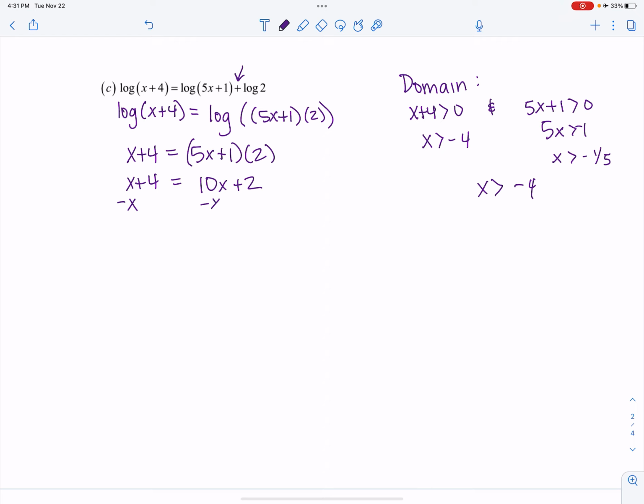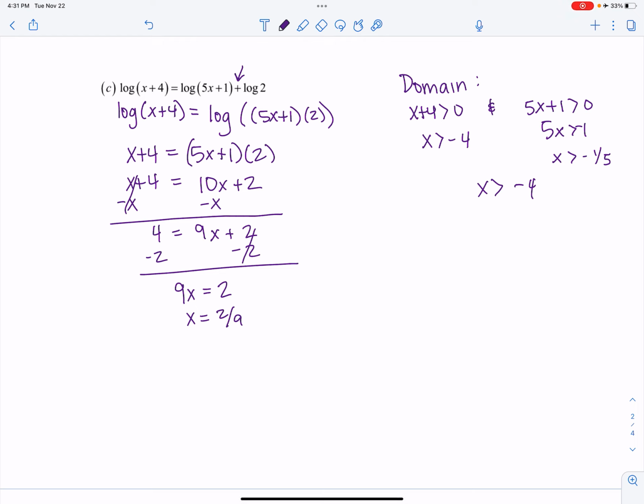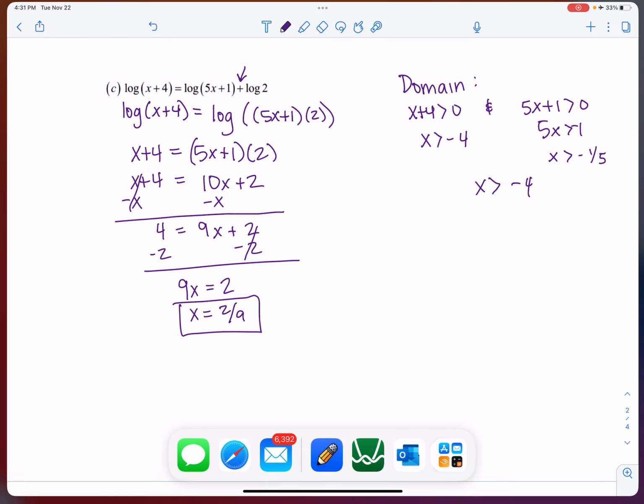And let's subtract some things. Minus x, 4 equals 9x plus 2, minus 2, 9x equals 2, x equals 2/9. 2/9 is greater than negative 4, so we have solved. And we can check this graphically.